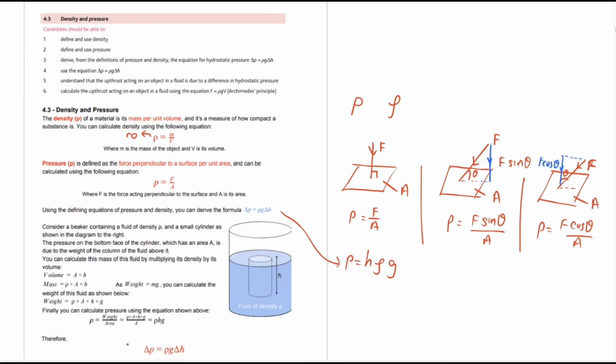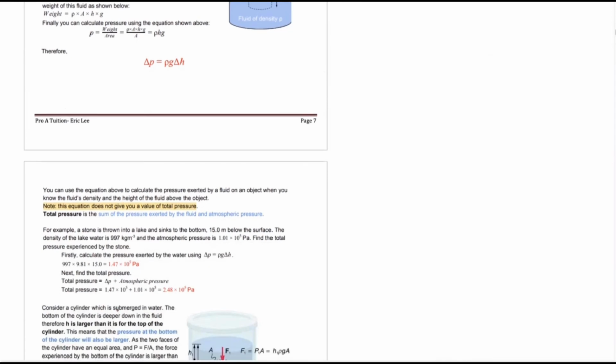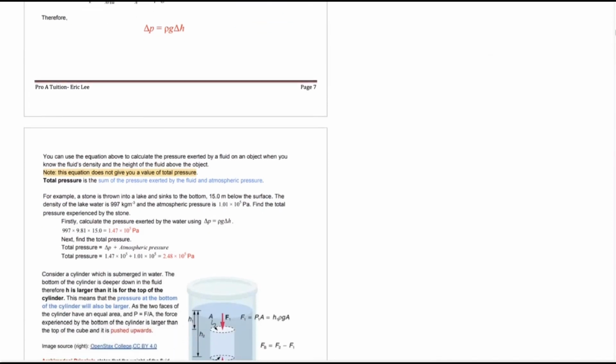So they are able to derive the formula by using these steps. Therefore you get this formula, and now you can use the equation above to calculate the pressure exerted by a fluid on an object when you know the fluid density and the height of the fluid above the object. This equation does not give you a value of total pressure. It's just the pressure at the bottom surface or pressure on the top surface.